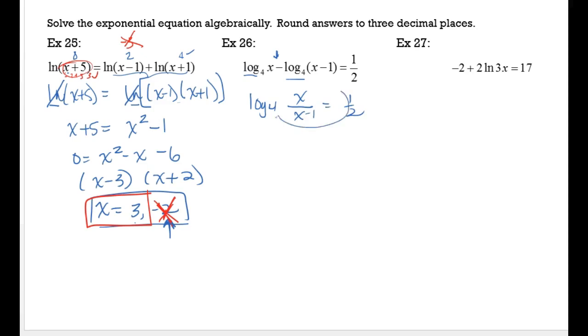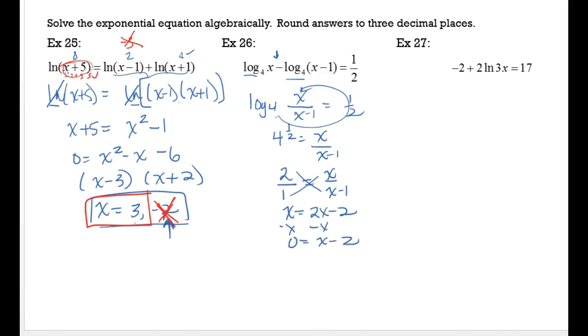Now, if I swirl this, so I'm saying 4 to the 1/2 is equal to x over x minus 1. Well, remember, our 1/2 power is square root, so it's going to be 2 over 1 is equal to x over x minus 1. Cross multiply, x equals 2x minus 2. Let's clean this up. Subtract my x, 0 is x minus 2, so x equals 2.